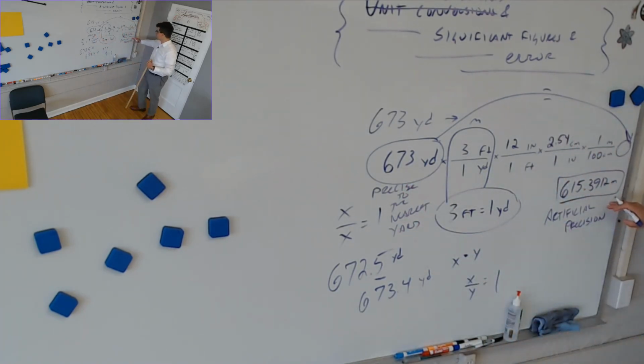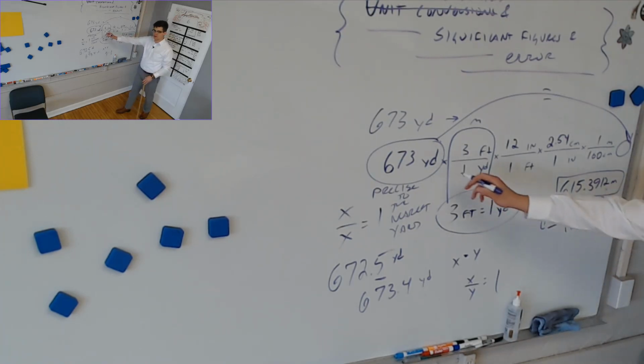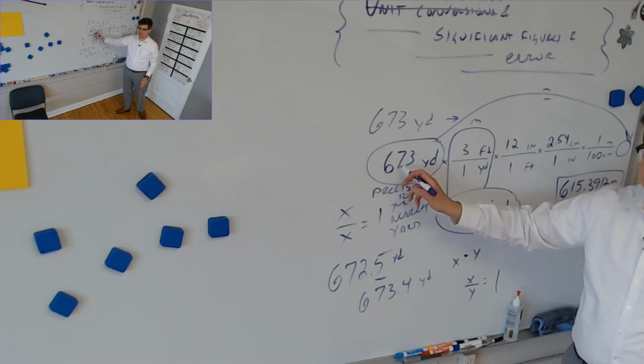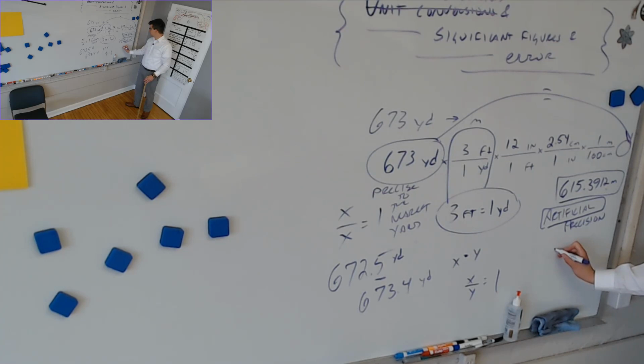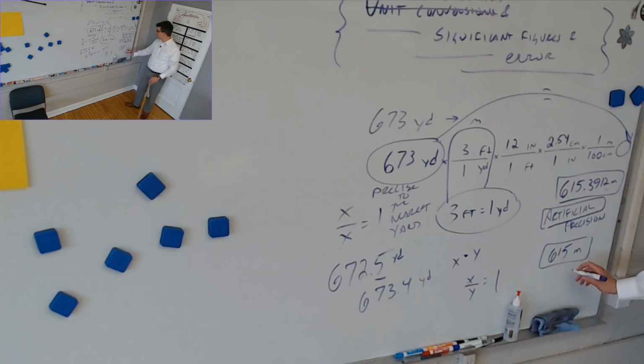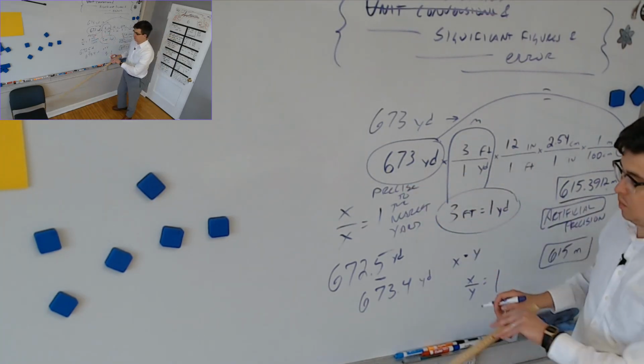So when I measure this to the nearest 10,000th of a meter, that's artificial precision. That's telling the reader that I measured it to this amount. Did I actually measure it to this amount? No. What was the nearest thing? Yard. So what should this be? Just 615 meters. Not because it's easier to write, not because it's easier for me to grade, but because this is how precise the given was.